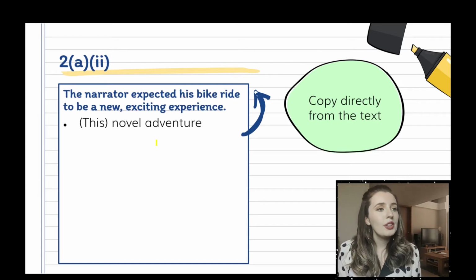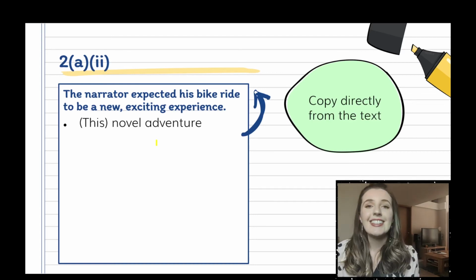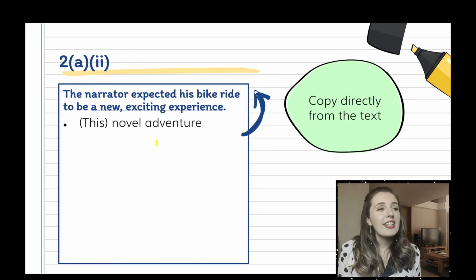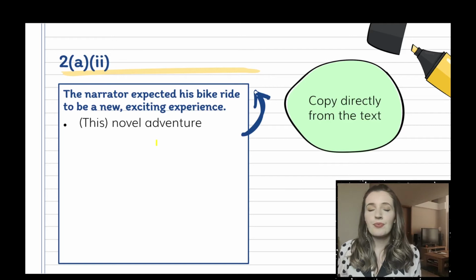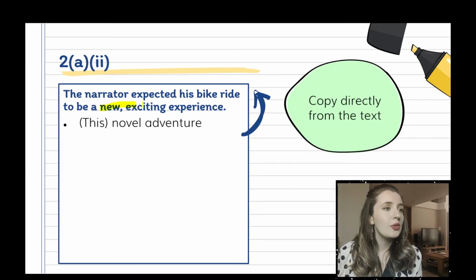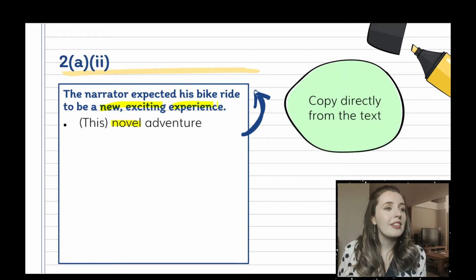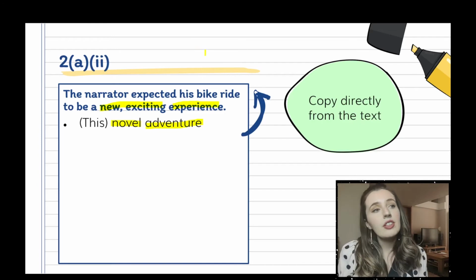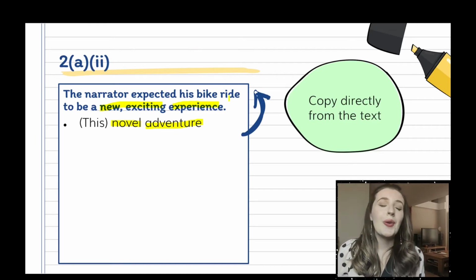Part 2. So you had to find a word or phrase that meant a new, exciting experience. And the answer was novel adventure. So you can see here that new and exciting is covered by the word novel, and experience is covered by the word adventure. If you just wrote novel or you just wrote adventure, it's wrong. You have to have both novel and adventure.